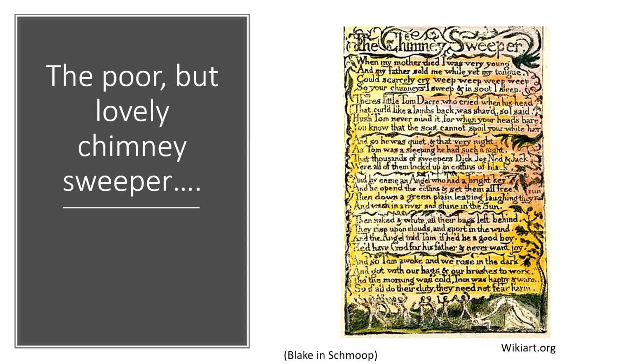Finally, we come to another set of twin poems. This first one is the poor but lovely Chimney Sweeper, which belongs to the anthology Songs of Innocence. And this is the artistic representation that Blake produced with his own poem.